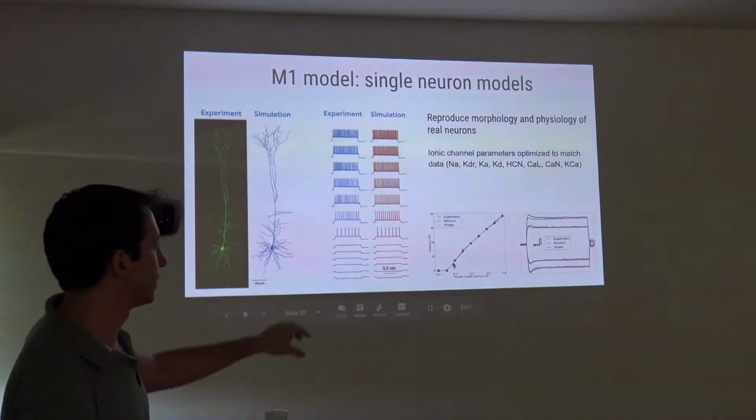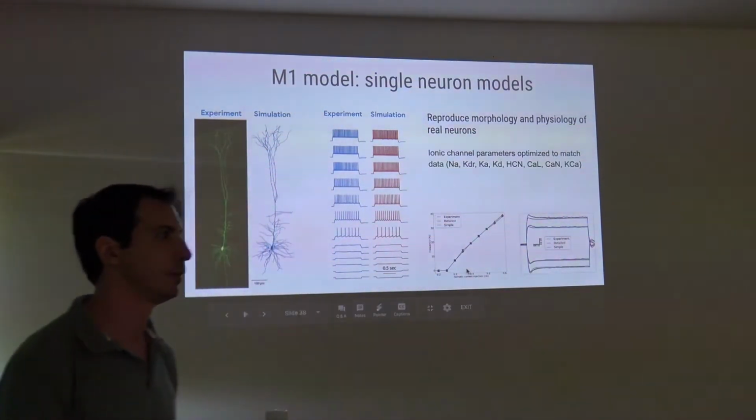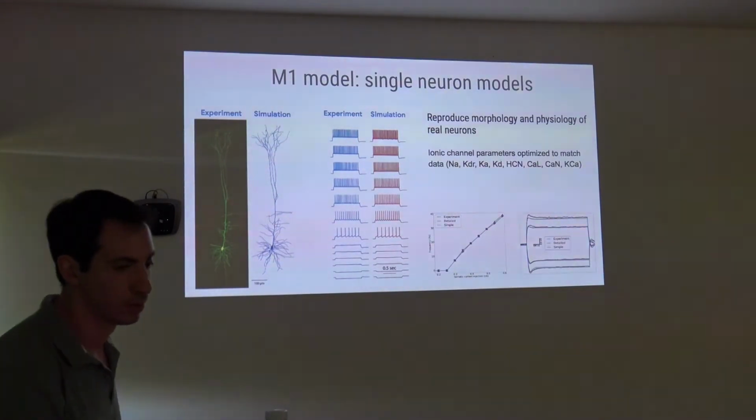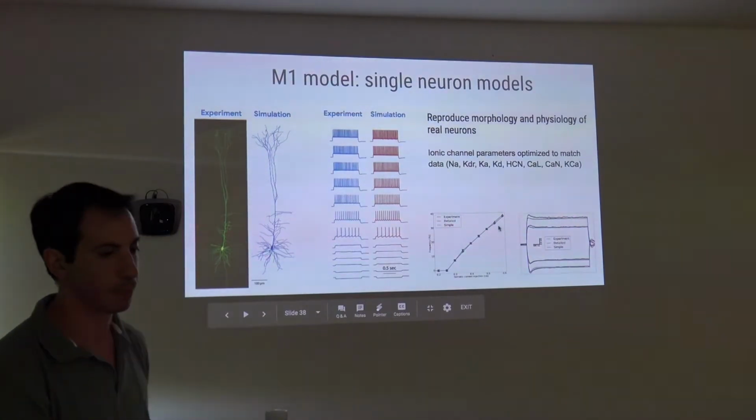And also this thing that is called the FI curve. So the firing rate of the neuron in response to different current injections of different amplitudes. And you see that it matches very nicely the response of the original neuron.